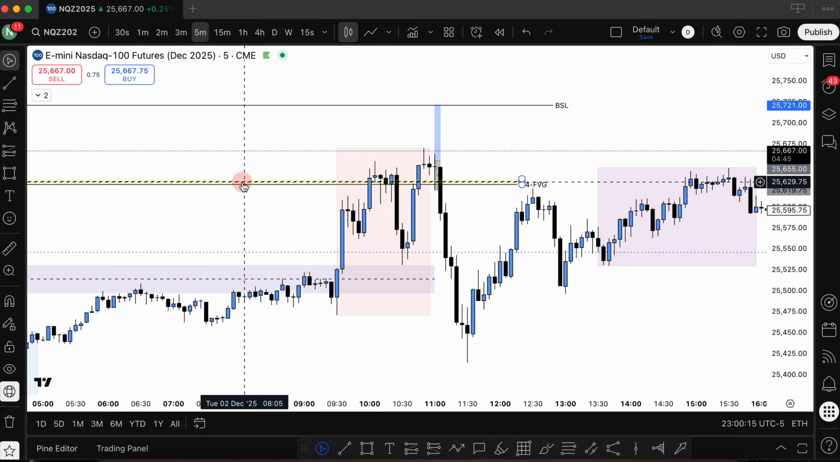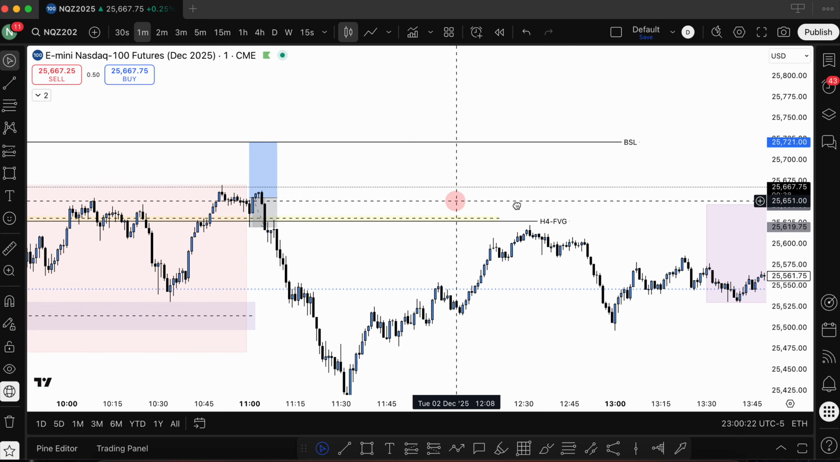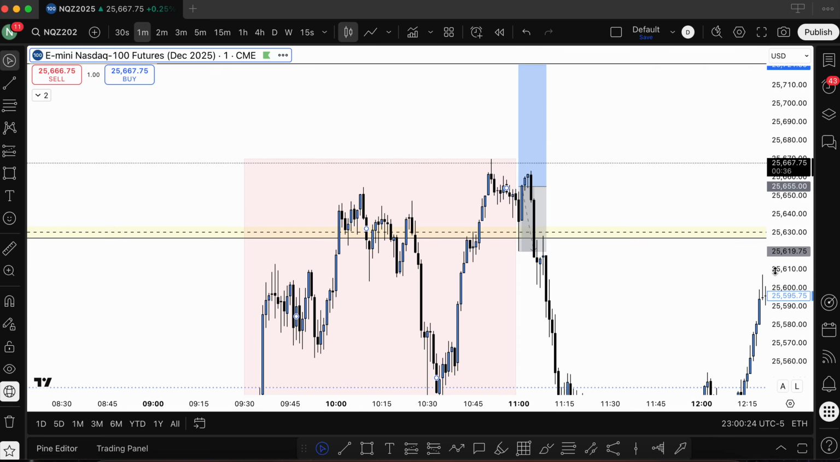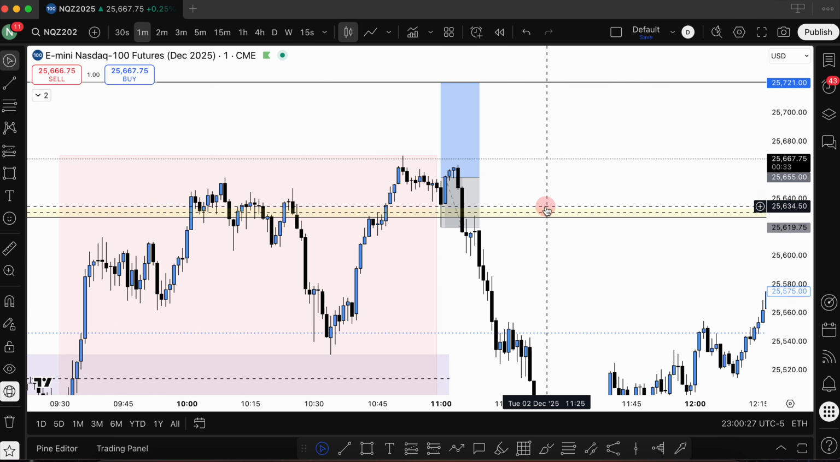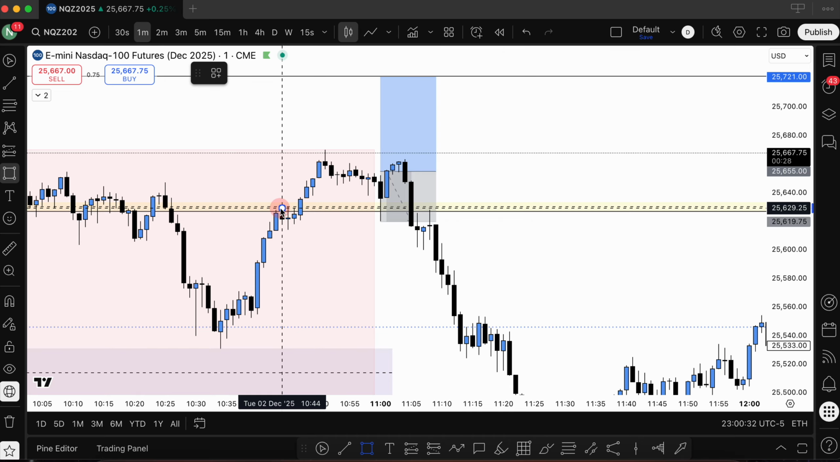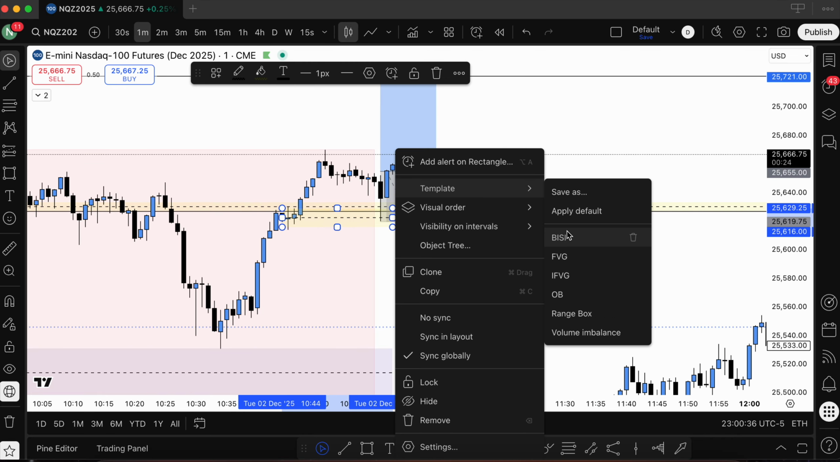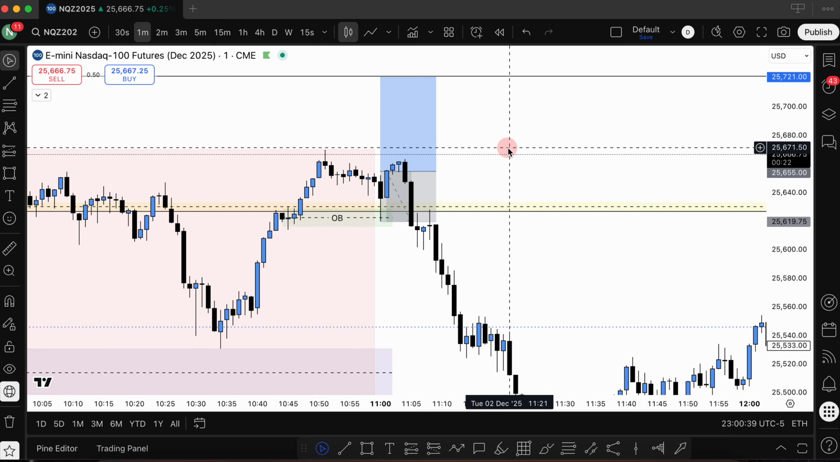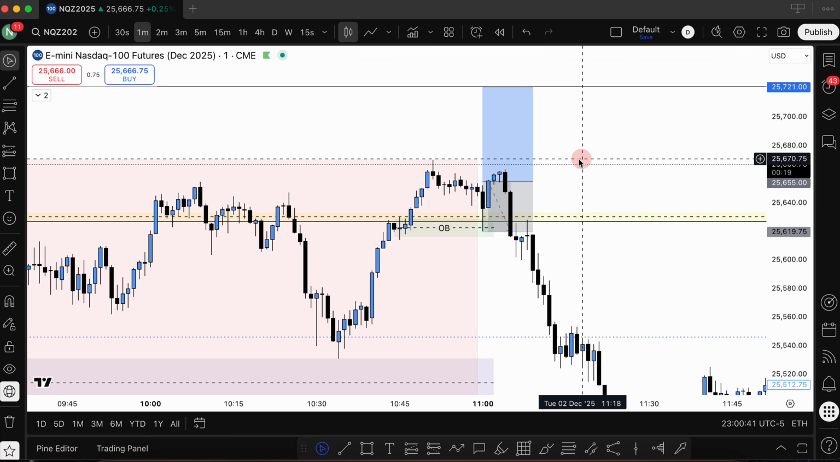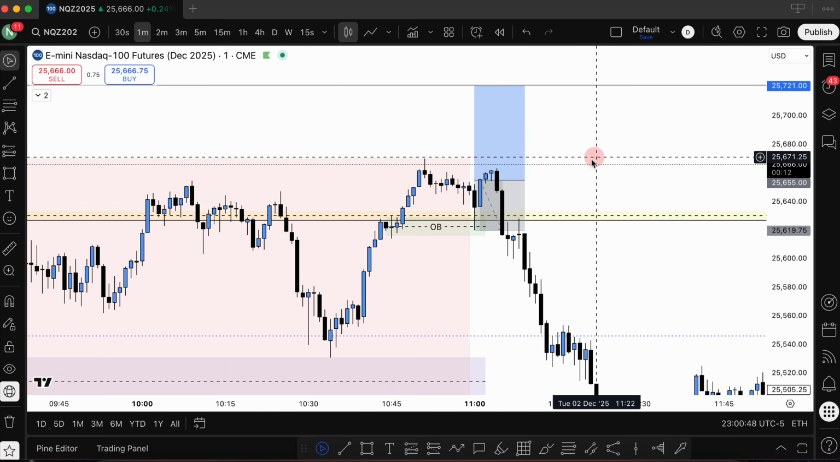Because once I saw that, it forced me to go into the 1 minute to look for an entry. But I'm not really mad at it, because after we break out of that and we come here, we tap this, we have the existing fair value gap here, we have an order block tapping into this, we have a beautiful displacement above, all signs of bullish movement, all the signs that we're gonna hit the draw. So I entered off the displacement right there, which was a clean three candle formation.